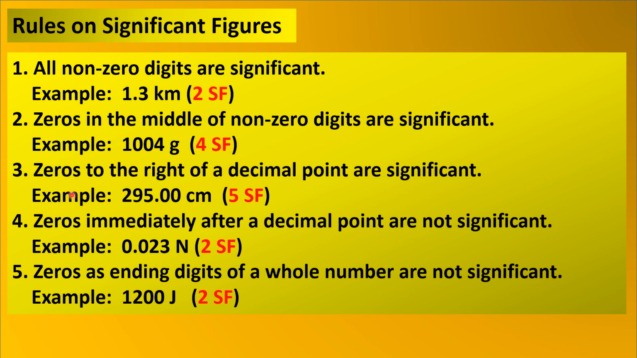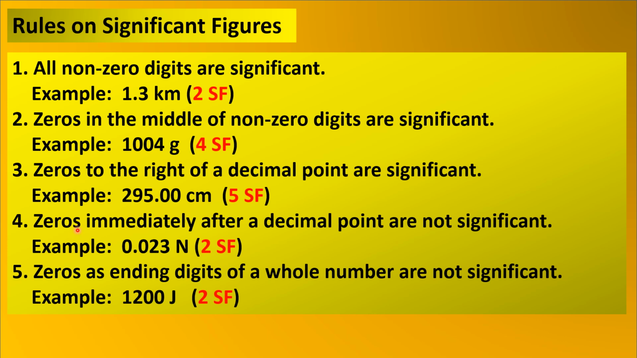Rule number 3, zeros to the right of a decimal point are significant. Example, 295.00 centimeters. All the digits 295 and the two zeros after the decimal point are considered significant. So there are 5 significant figures in this measurement.